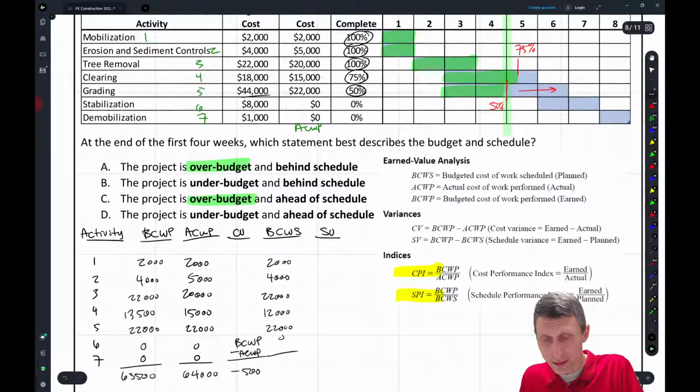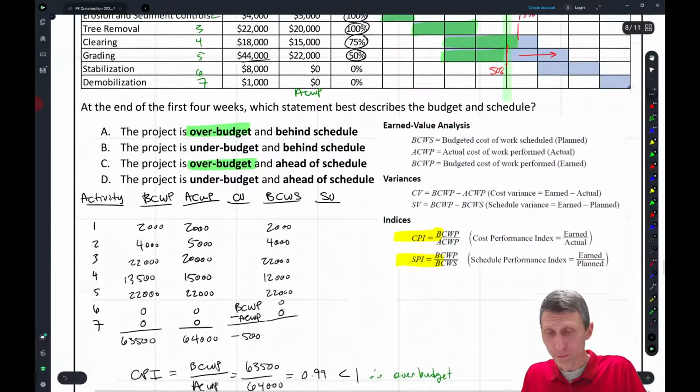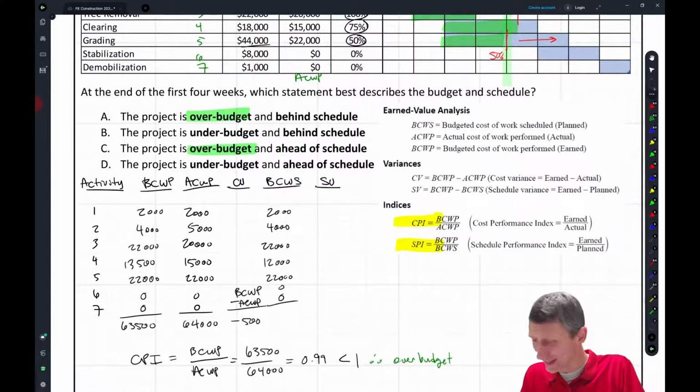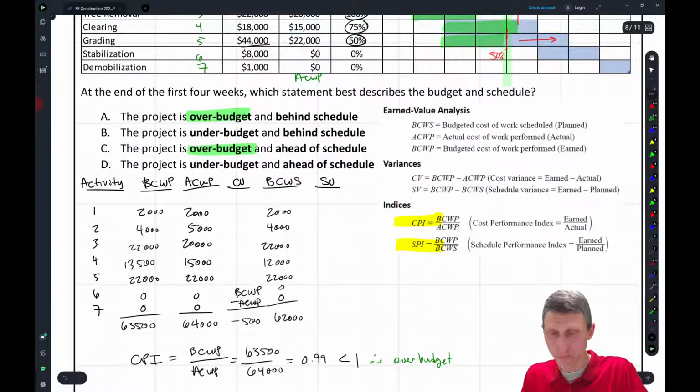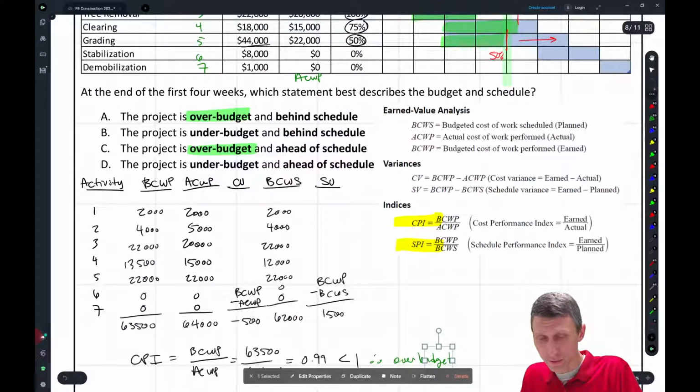Okay, we can add all these up. We got zeros for the last two because we didn't budget any of that work yet. We add all this up, and I think I got like 62,000 if I add all that up. Okay, so what's the schedule? The schedule variance is going to be the BCWP minus the BCWS. So what's that? It's a 63.5 minus 62,000, which is going to be what, 1,500?